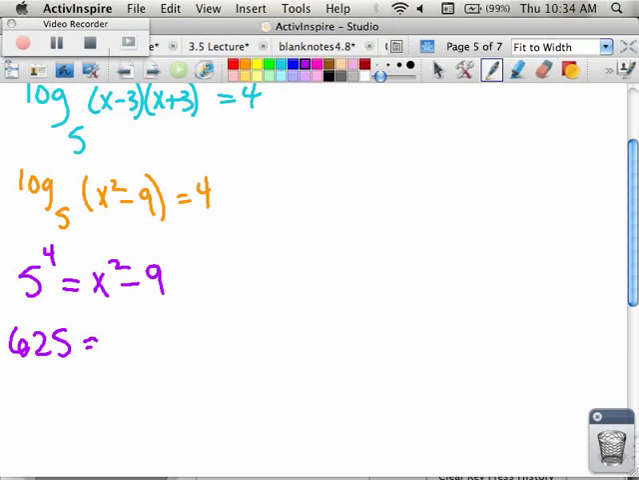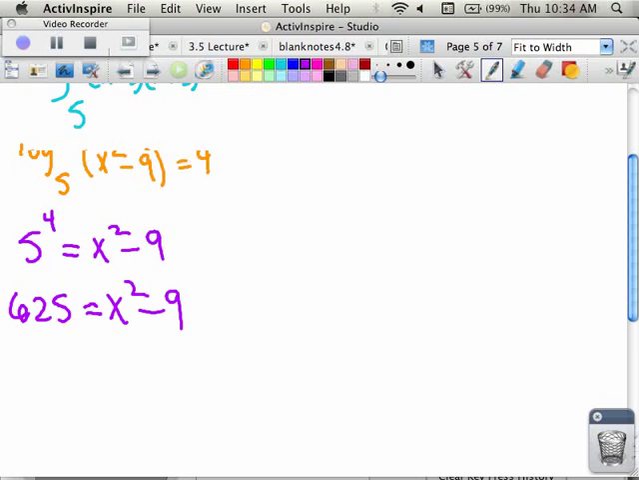And then, that's the same as x squared minus 9. And now you add 9. And now we add 9 to both sides.